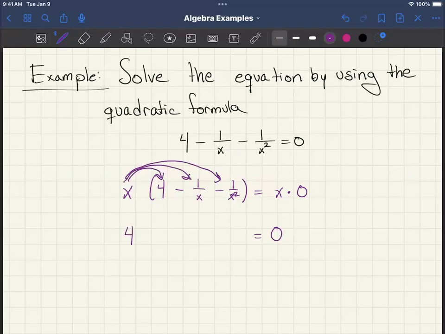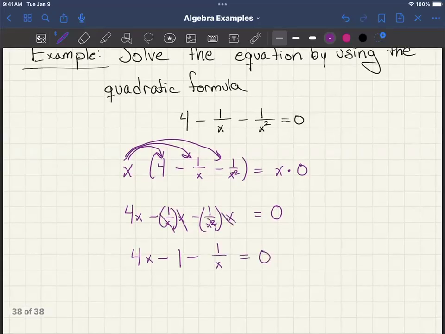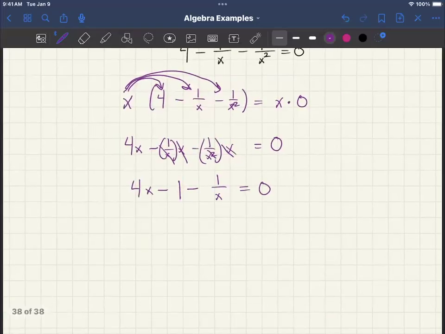So we are going to distribute that x, and we get 4 times x minus 1 over x times x minus 1 over x squared times x. We simplify that a little bit more. Notice that our x in the denominator and the x outside are going to cancel out, and we get minus 1. And in our last term here, the square cancels out, and we still have 1 x in the denominator that survives. So let's get rid of that one.